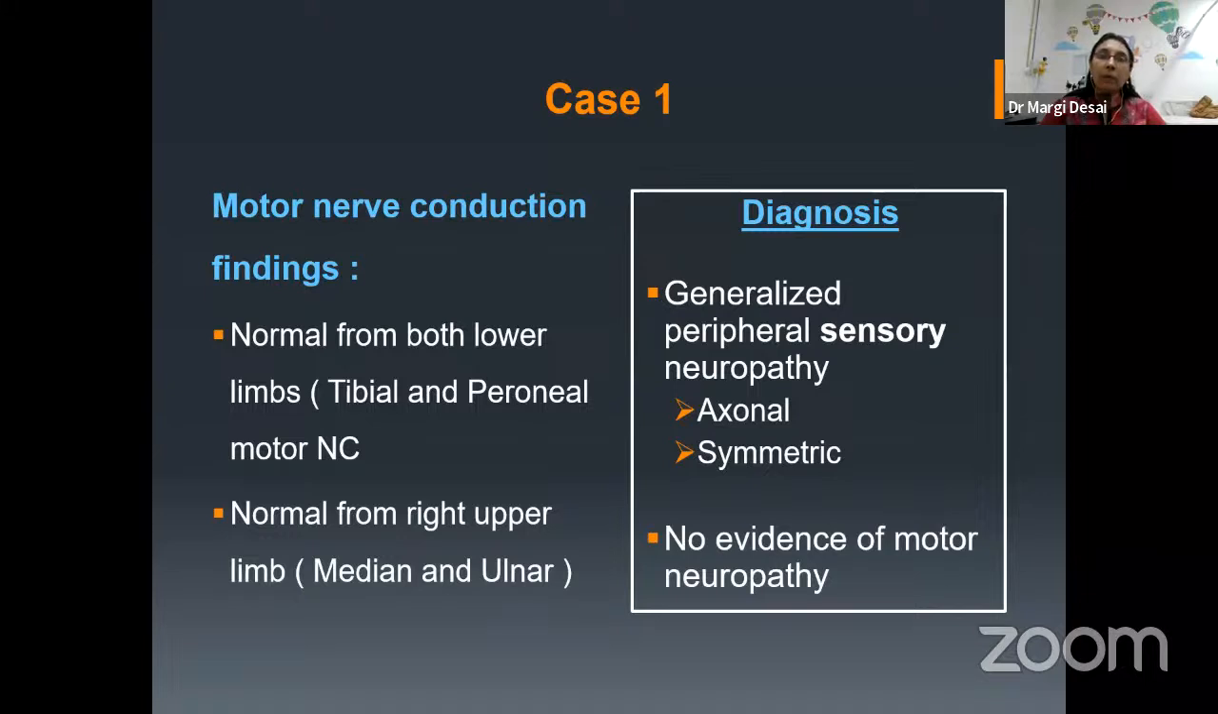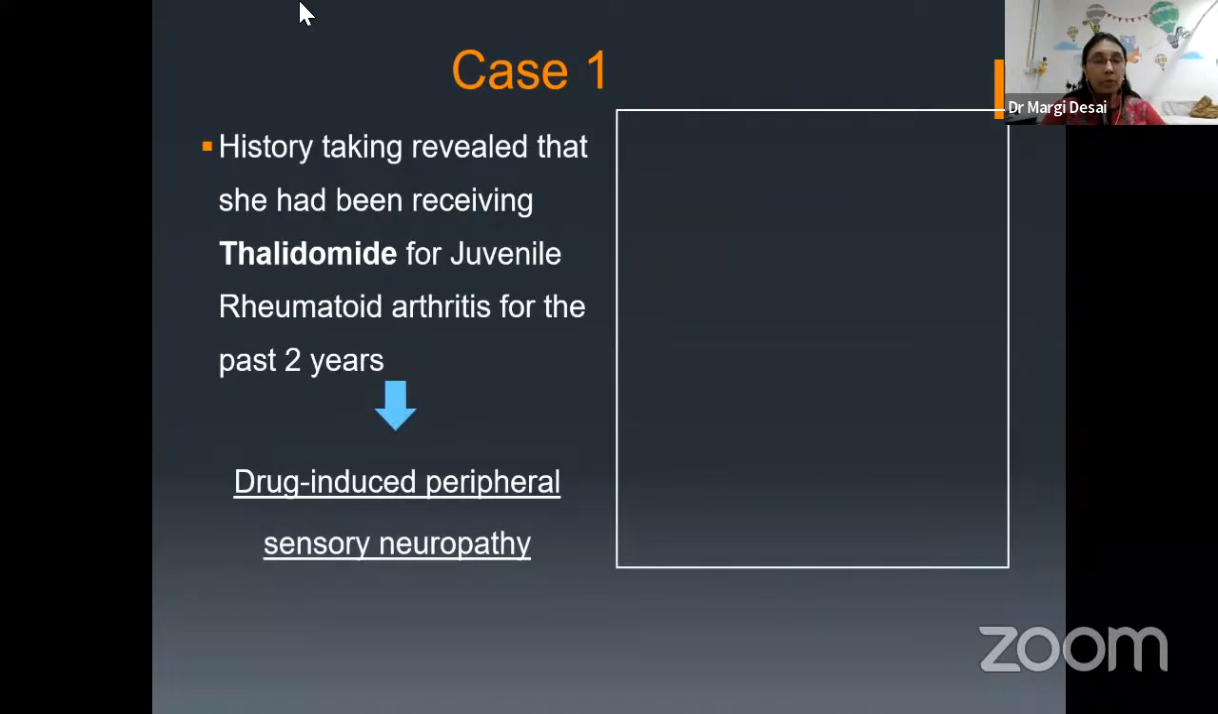So now nerve conduction doesn't give us any idea about the etiology of a peripheral neuropathy. But on detailed history taking, we came to know that she had been receiving thalidomide for juvenile rheumatoid arthritis for the last 2 years. So thereby she had developed a drug-induced axonal peripheral sensory neuropathy.